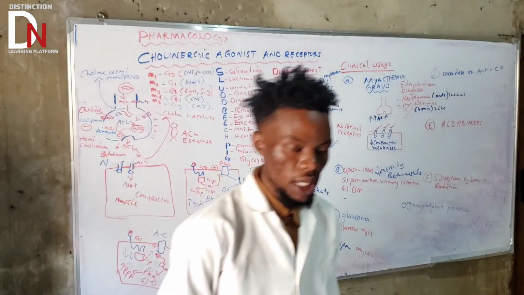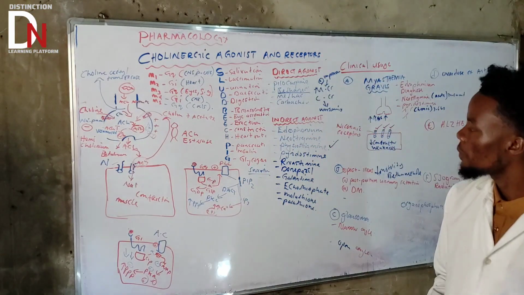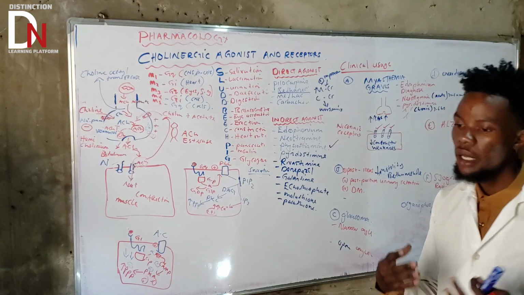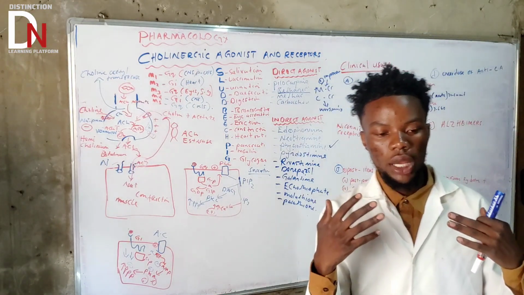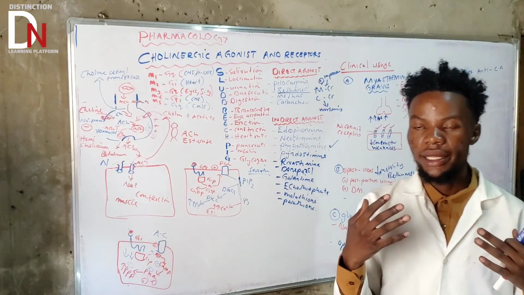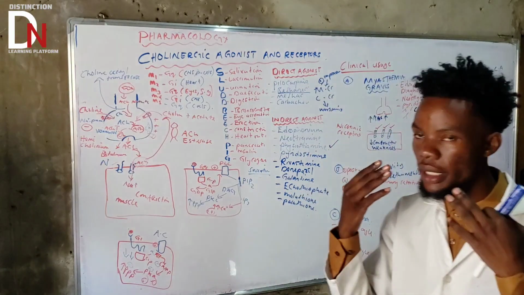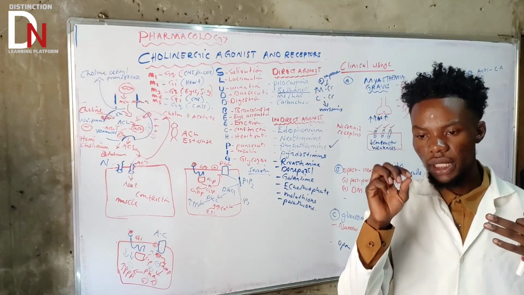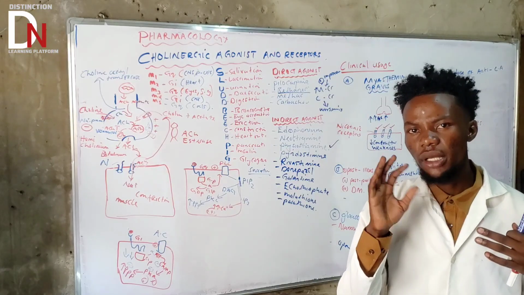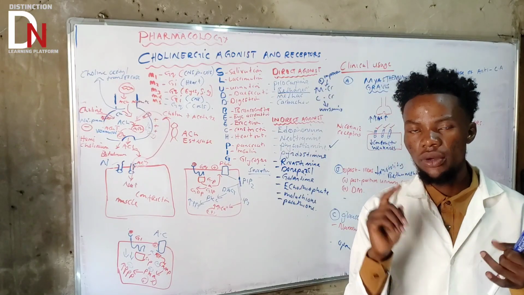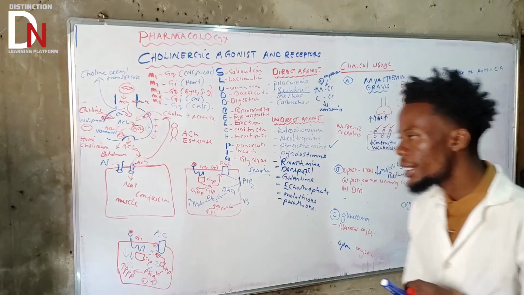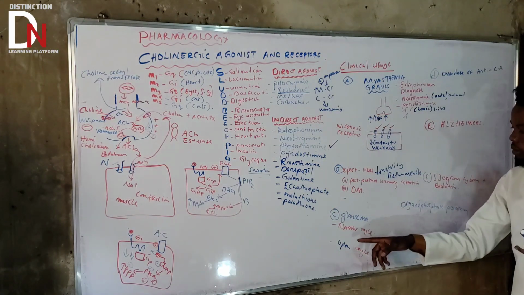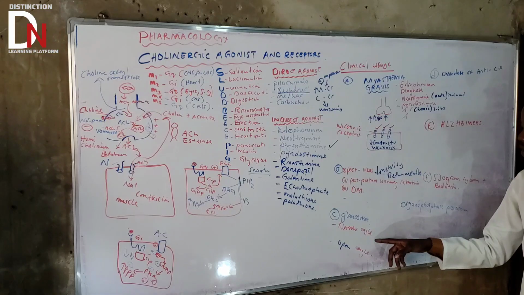So for glaucoma, basically it is a degenerative disease that affects the eyes, leading to blindness. There are two types: open angle glaucoma and close angle glaucoma, also called narrow angle glaucoma.